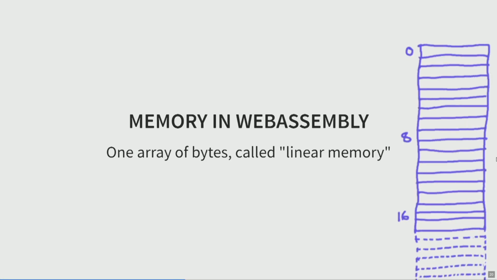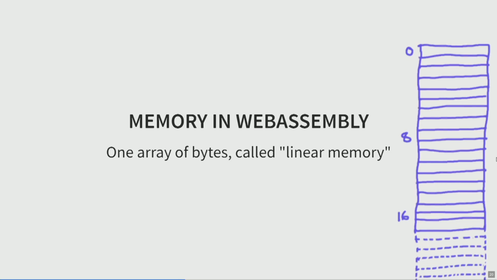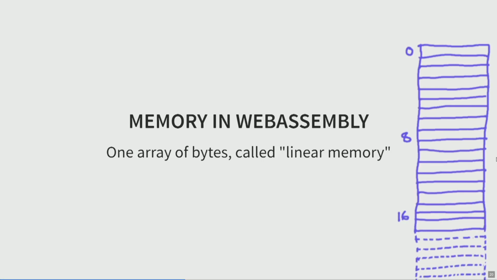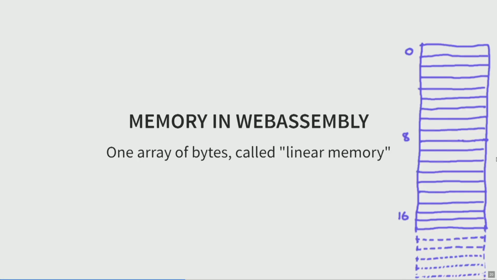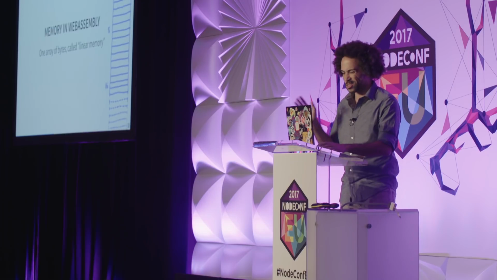The thing is, in WebAssembly, you don't get arrays and objects and all that other stuff. What you get is one big bag of bytes, like an array buffer. We call it linear memory. And so you have to treat memory differently. Again, another reason why you probably don't want to write this by hand. It's a little tedious.